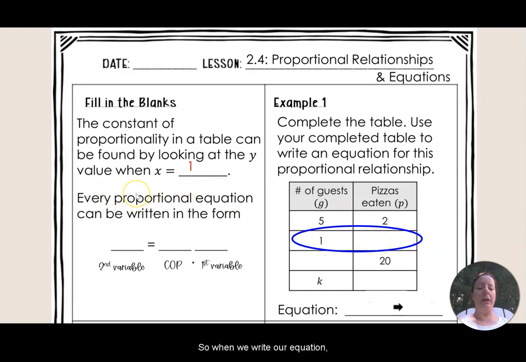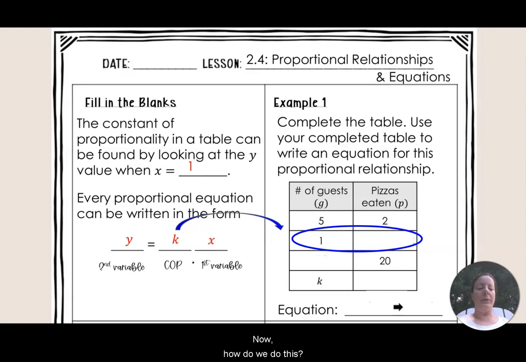So when we write our equation, every proportional equation can be written in the form y equals kx, where k is our constant of proportionality. COP is short for constant of proportionality. So k is this line right here that I circled in the table. This is always going to be k here in the y column. So y equals kx.